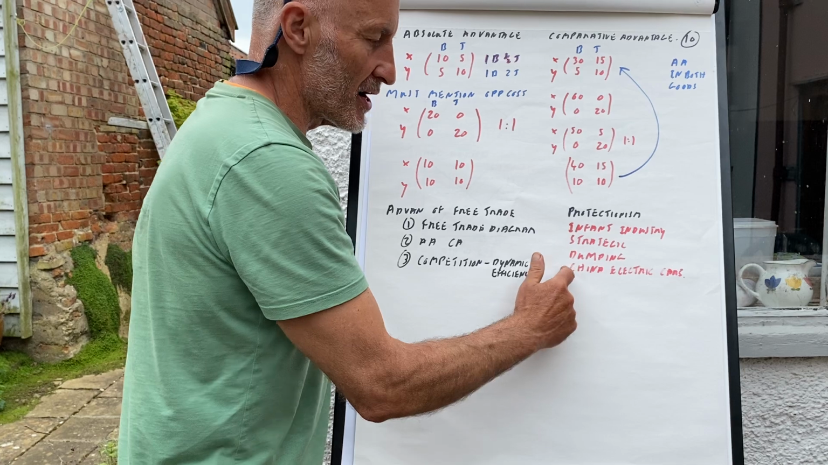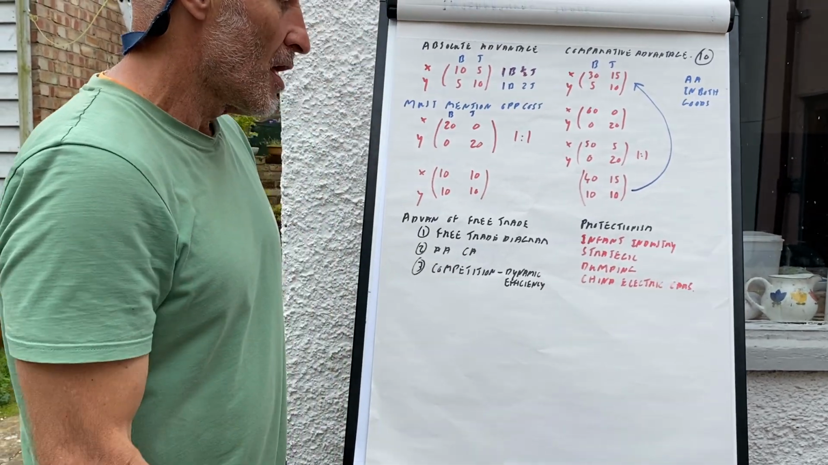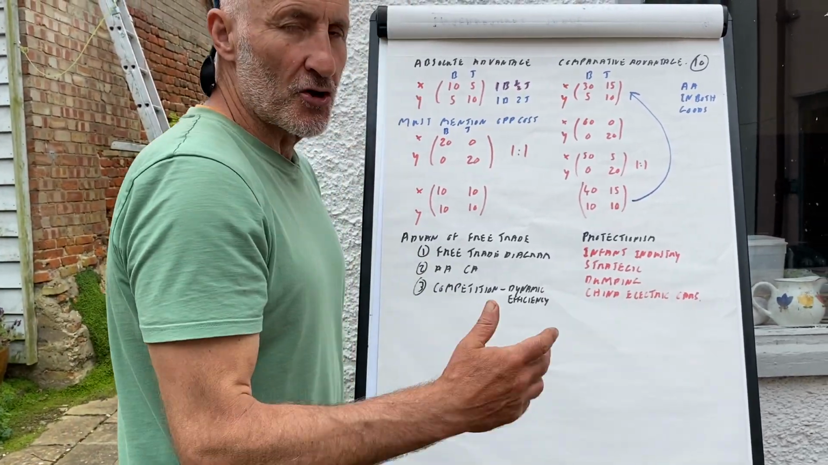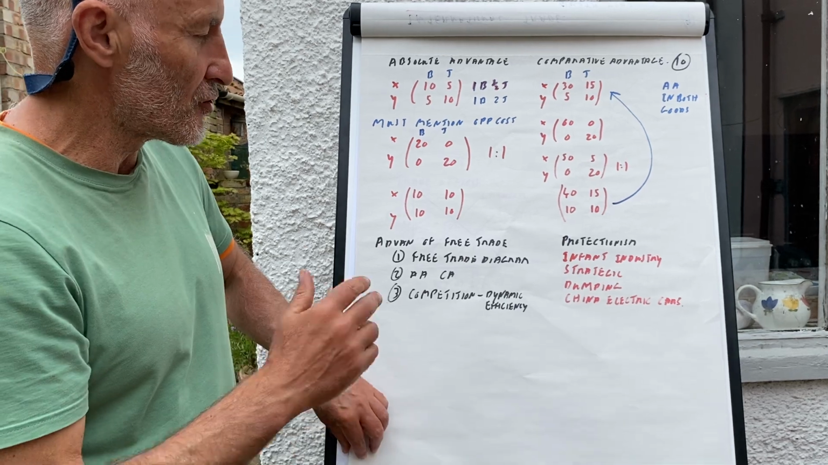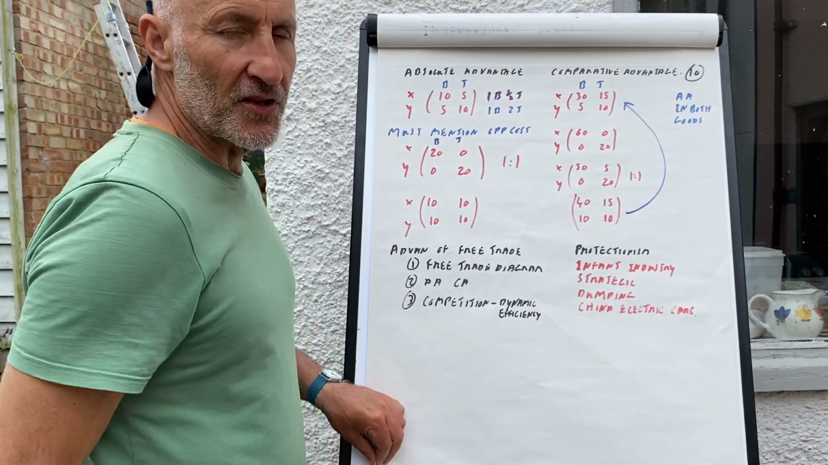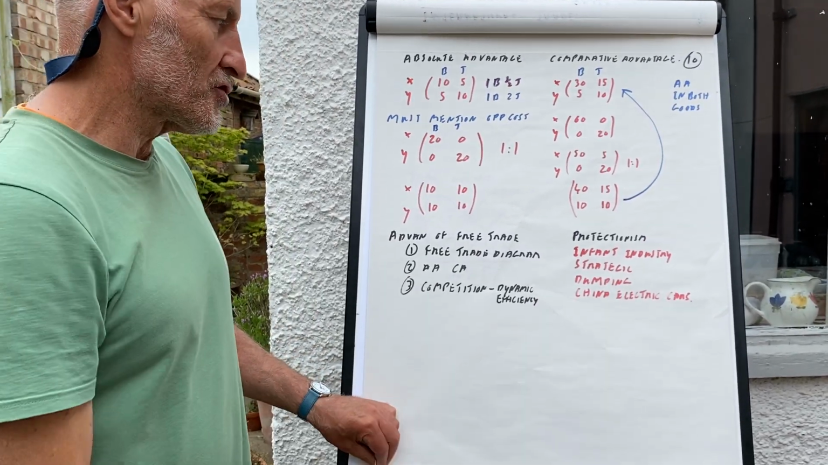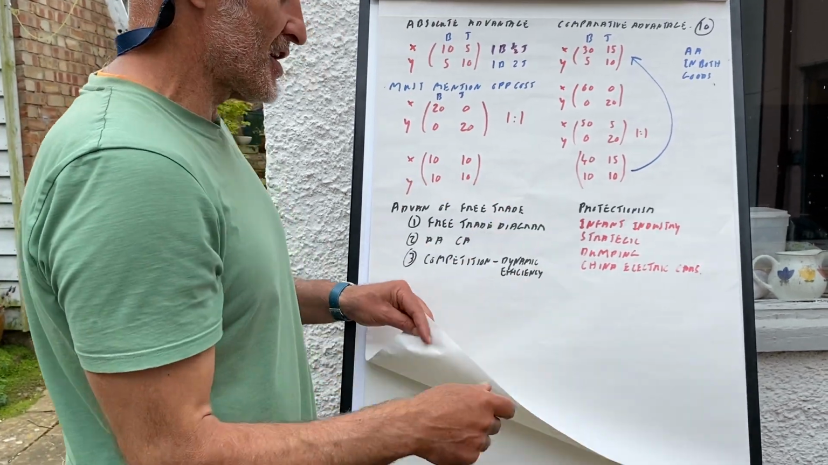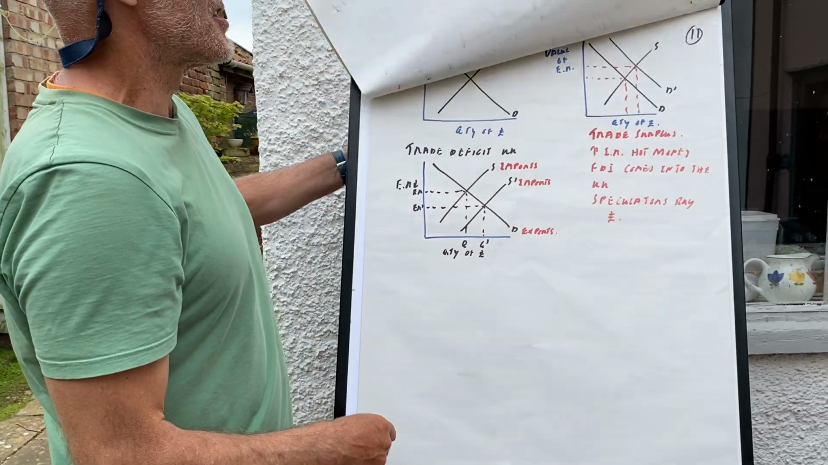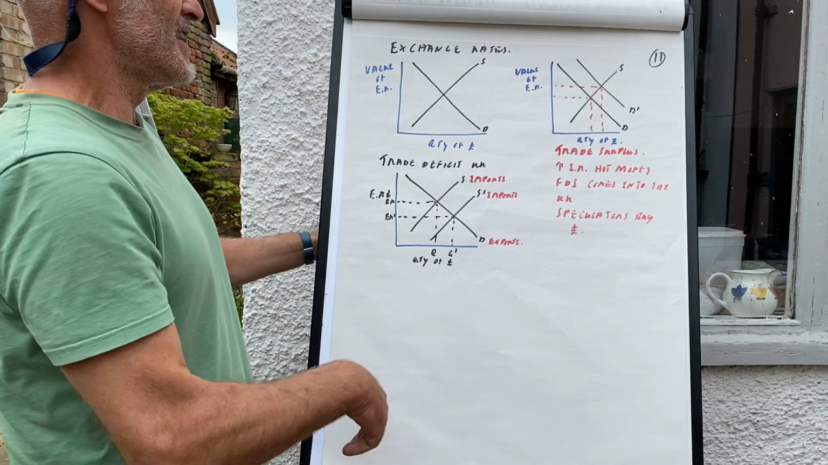There's a big issue in the world right now with Chinese electric cars. America's put a 100% tariff on them because they'll actually smash the European and the American car market, because they can sell them at 15,000 quid rather than a Tesla costing 40,000 quid. That is protectionism. Okay, next up, number 11 on here is exchange rates.